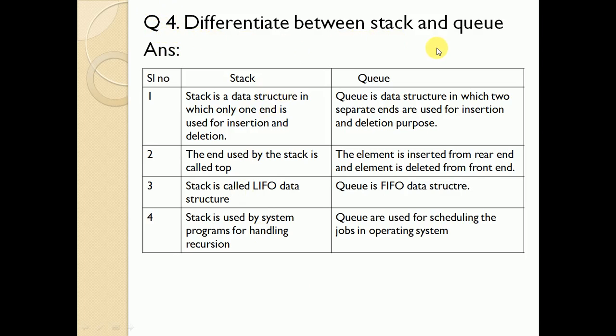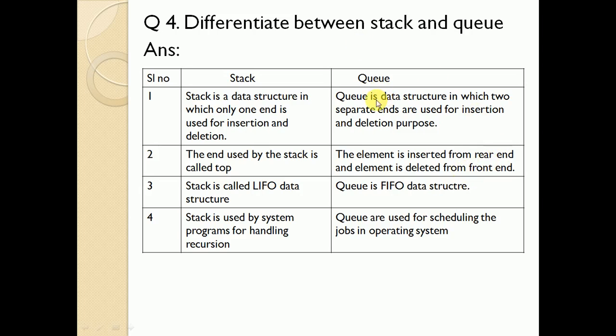Differentiate between stack and queue. As we know, the stack is a data structure in which only one end is there for insertion or for deletion. Queue is a data structure in which two separate ends are there, one for insertion and one for deletion. The end used by the stack is called the top end. In a queue, the element is inserted from the rear end and deleted from the front end.